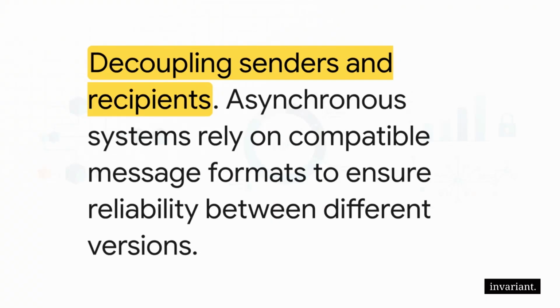And finally, think about asynchronous systems, where messages are just sent out into a queue, with no idea who's going to pick them up or when. A sender might be on version 1, but the receiver that finally processes that message an hour later could already be on version 5. In that world, the encoded message itself is the only thing connecting them, and it has to be perfectly compatible across both time and versions.